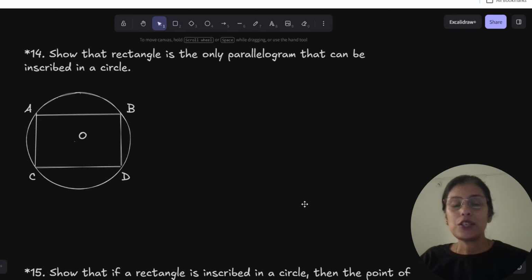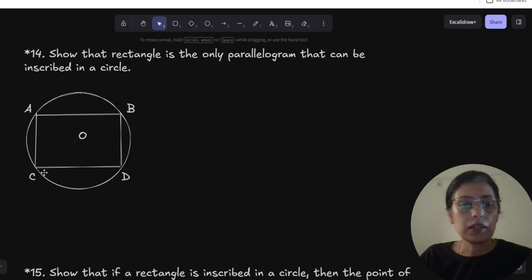So let's continue with our end of chapter exercises, and we completed until question number 13 from the end of chapter exercise, chapter 5, grade 9, Ganita Manjari. So this 14th question says, show that rectangle is the only parallelogram that can be inscribed in a circle. So I have drawn a circle with center O, and I have drawn a rectangle AB.